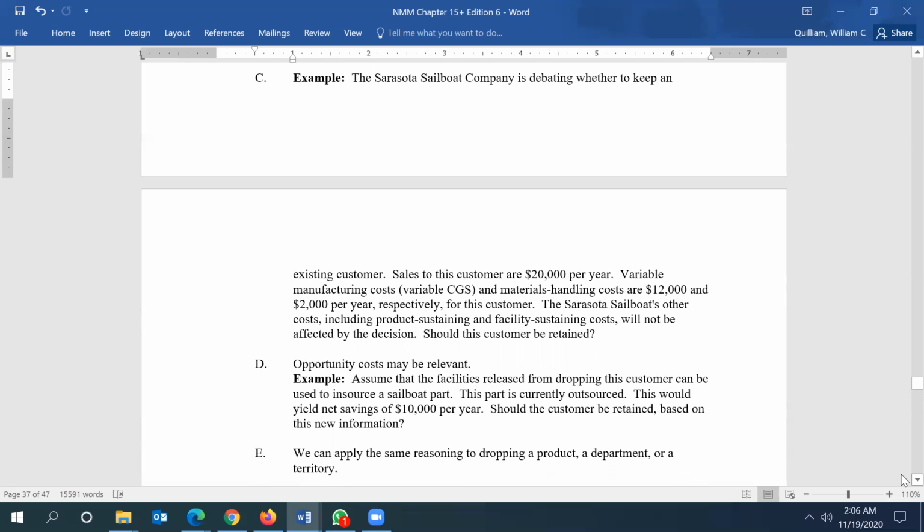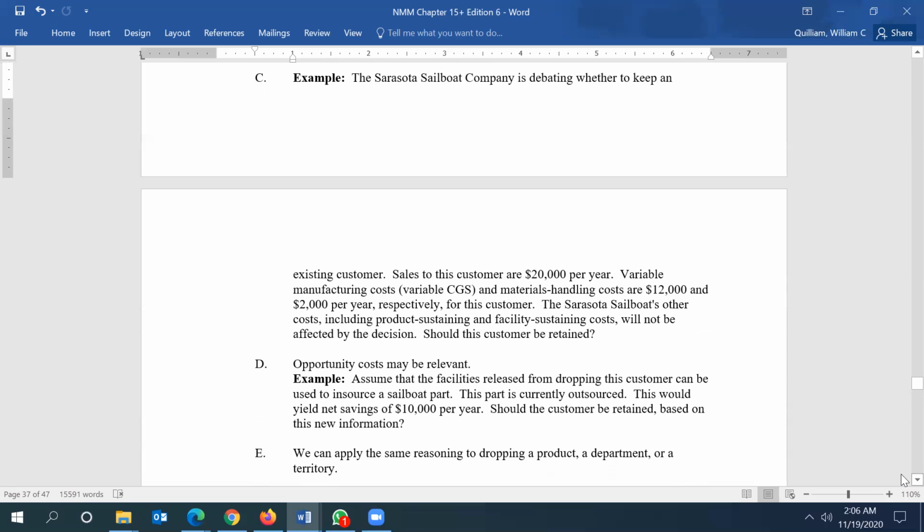So let's go to Sarasota. The Sarasota Sailboat Company is deciding whether to keep an existing customer. These must be toy sailboats given the numbers here, but I try to keep numbers low for you because they're less confusing and they illustrate the point just fine. If we get into too many digits, well, often we can get bogged down in numbers.